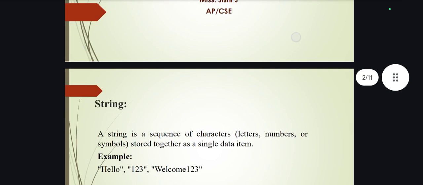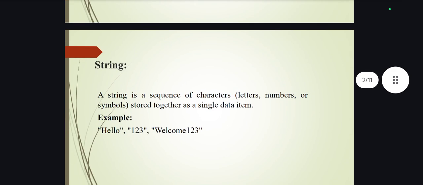So today we are going to learn about basic operations of string in C++. First, what is a string? A string is a sequence of characters stored together as a single data item. Now, what do we mean by characters? Characters can be letters like A, B, C, or numbers like 1, 2, 3, or symbols like @, #, and so on. Now, let's see some examples.